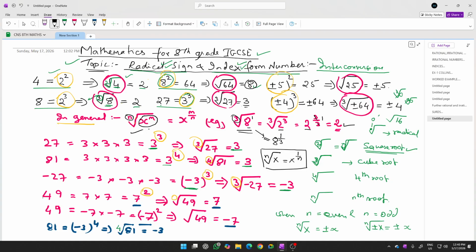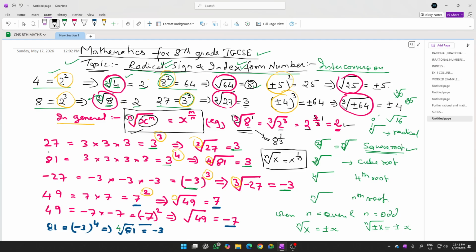Now this actually works, but there are so many tiny little things that you have to take care of. Now I'm going to tell you those little things where you can make mistakes. So this interconversion, this is the formula between radical sign and the index form. This is the conversion.